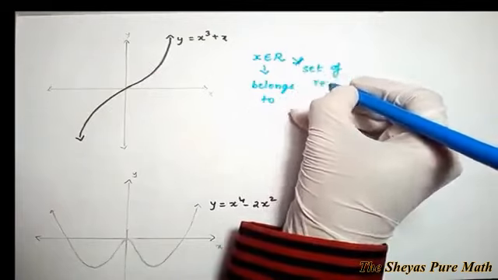Let us solve some problems under increasing functions. Show that the function f of x is equal to x cubed plus 24x plus 3 is increasing for all real values of x. So here, the given function is f of x is equal to x cubed plus 24x plus 3. Now, we have to prove that the function f of x is increasing.